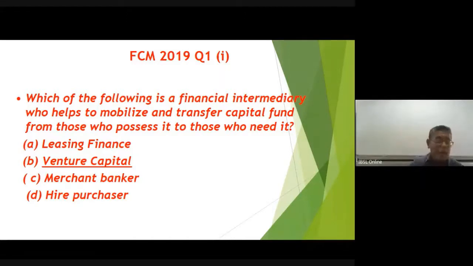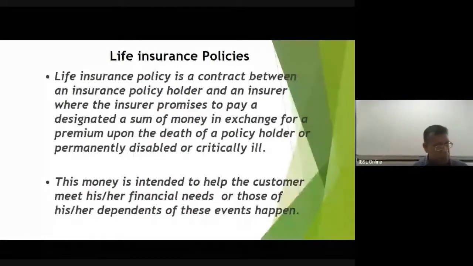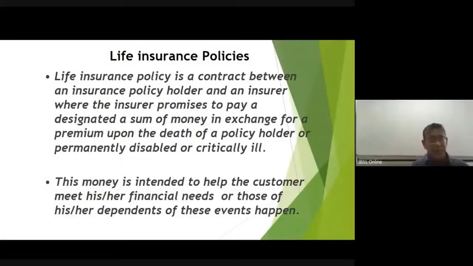Right. Now we are moving to another type of investment: life insurance policies. Life insurance policies, right? Now let's look at it. What do you mean by a life insurance policy? It is a contract. Now, a contract between whom? A contract between the insurance policy holder and an insurer.